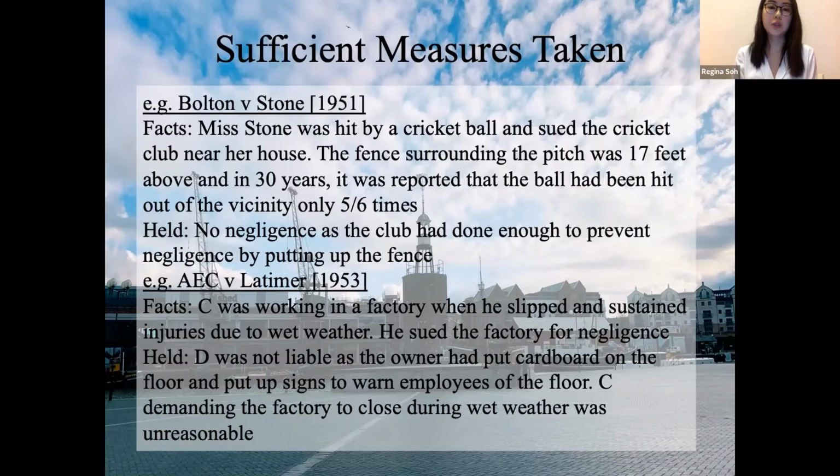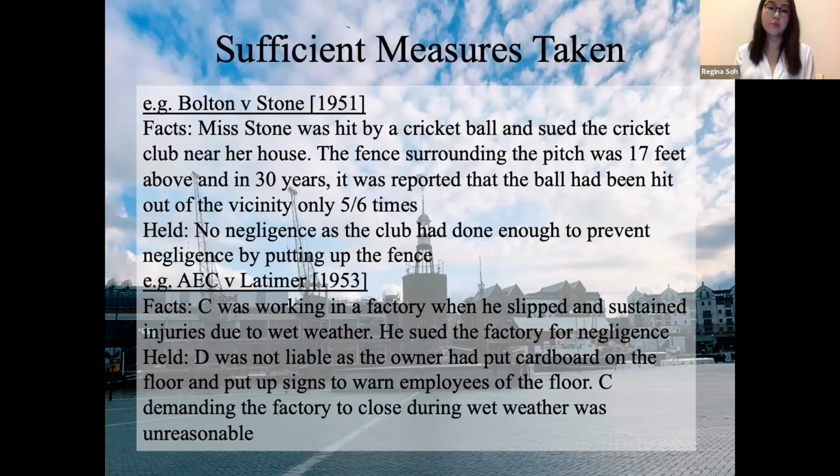But the cricket club said that they had a fence surrounding the pitch, which was 17 feet high. So that's really, really high. And in 30 years of operating, it was reported that the ball had been hit out of the vicinity, that means out of the fence, only 5 to 6 times. As a result of these measures taken, the court held that there was no negligence because the club had done enough to prevent negligence by putting up the fence and trying to prevent any balls from going out of the vicinity.